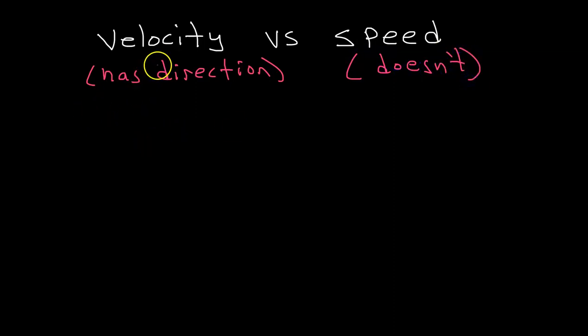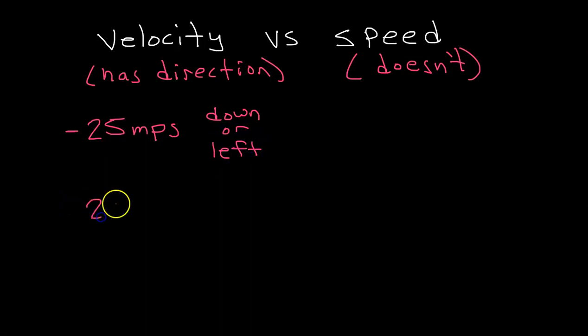So normally the way we will show direction when we're talking about velocity is with a plus sign or a minus sign. So for example, if I say that a ball is traveling at 25 meters per second, if I put a negative sign on that, negative 25 meters per second, that negative sign indicates that this is either going down or to the left. A positive 25 meters per second would indicate that the ball is traveling either up or to the right.